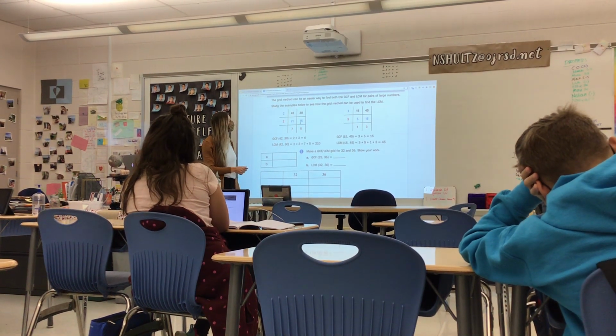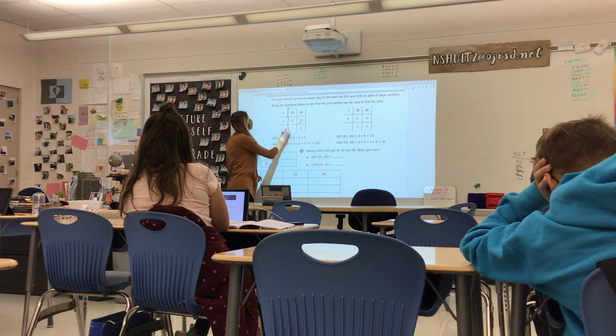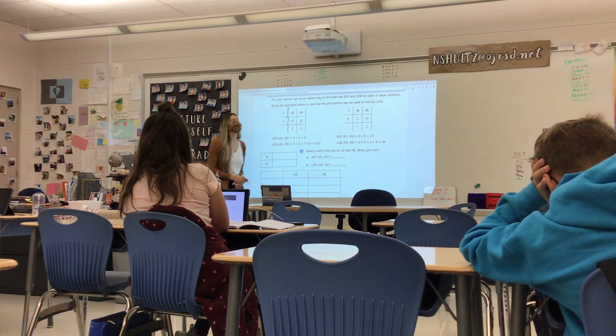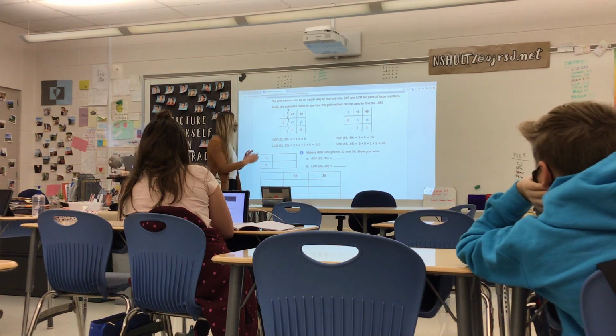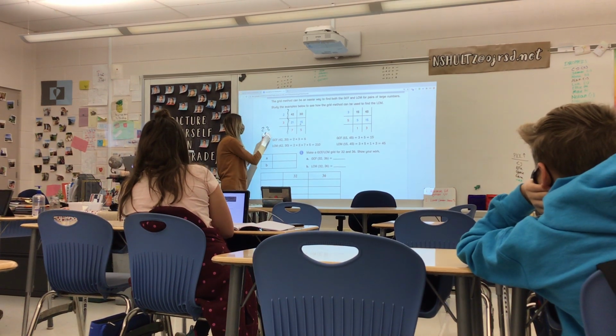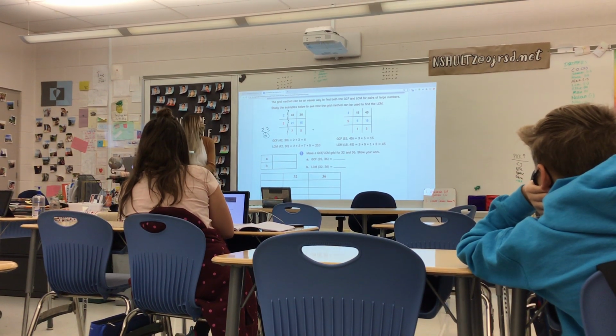You just multiply the left side, you don't do the L. Exactly, you don't do the L. So whatever is on that left side of the squiggle. So in this case, 2 times 3, our GCF would be 6.